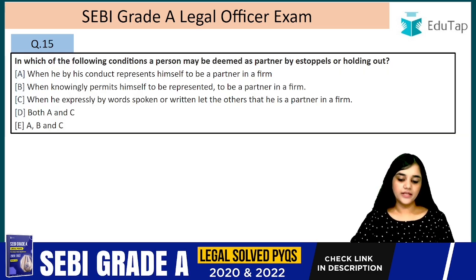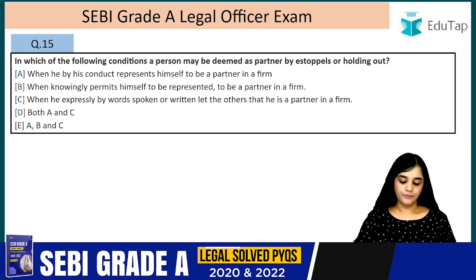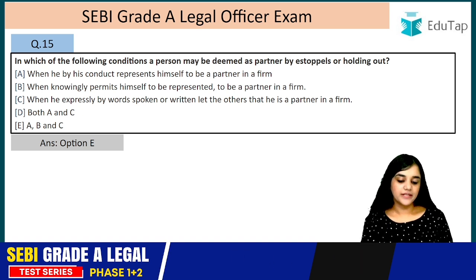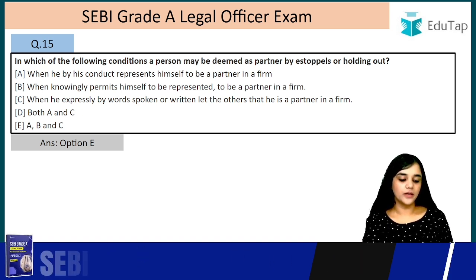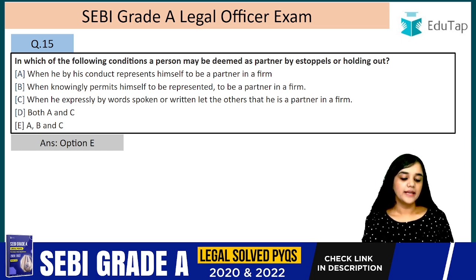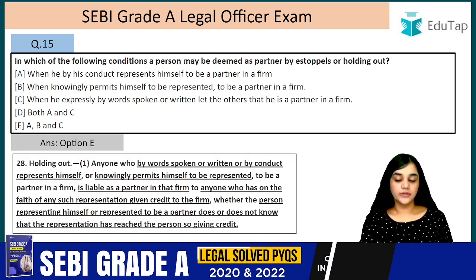Question number 15. In which of the following conditions may a person be deemed a partner by estoppel or holding out? The answer is all of the above. When he, by his conduct, represents himself to be a partner in a firm, when he knowingly permits himself to be represented as a partner in a firm, when he expressly, by words spoken or written, lets others know that he is a partner in the firm. So the answer is option E.